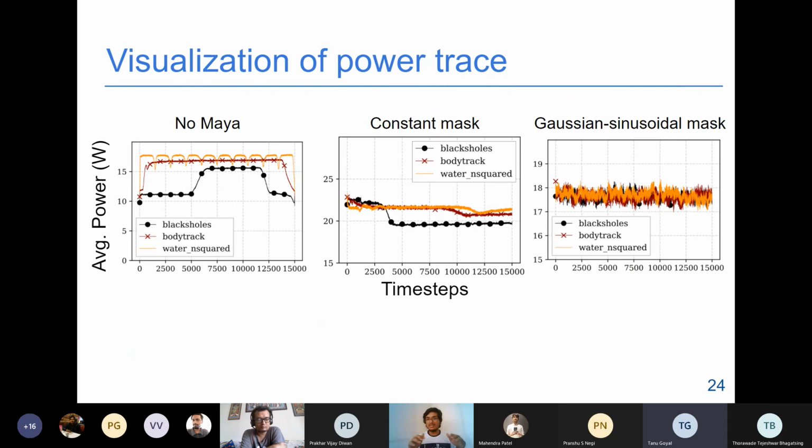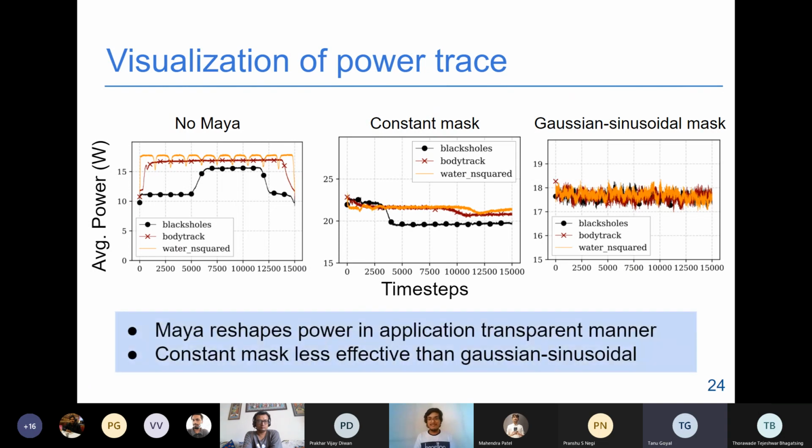However, the three plots can still be distinguished somehow. It's difficult, but they can still be distinguished. And in the third plot, you see that the three distributions are clearly overlapping with each other, and you cannot distinguish between them. So the takeaway is that Maya reshapes power in an application-transparent manner, and the constant mask is less effective than the Gaussian sinusoidal mask.